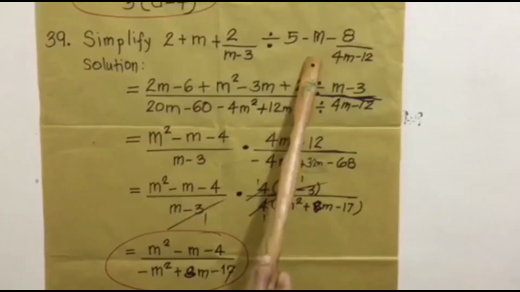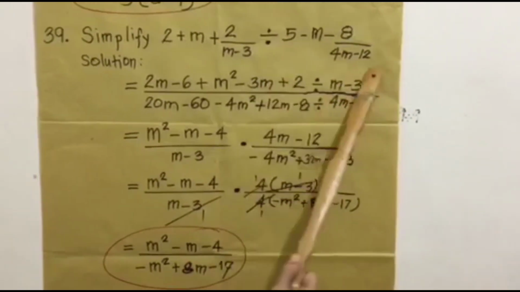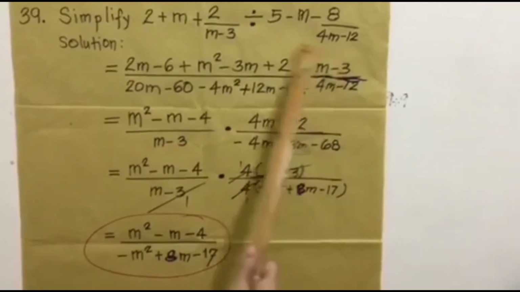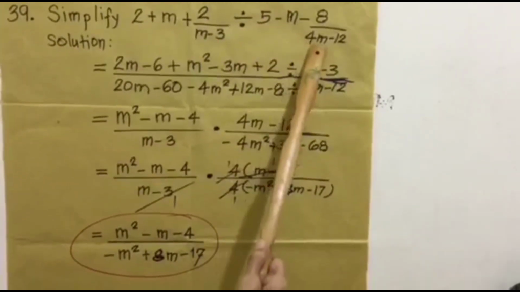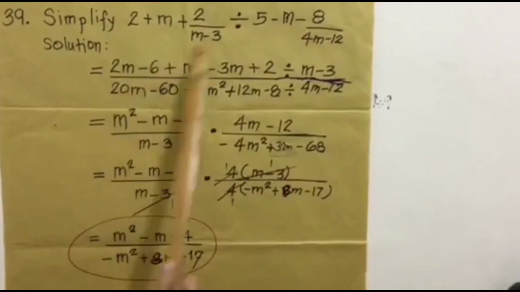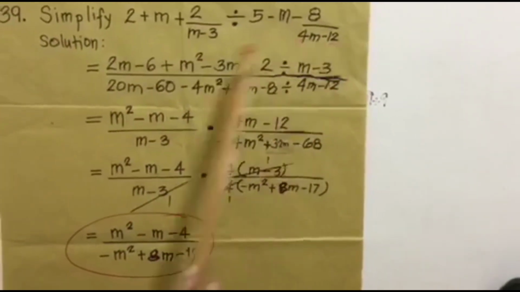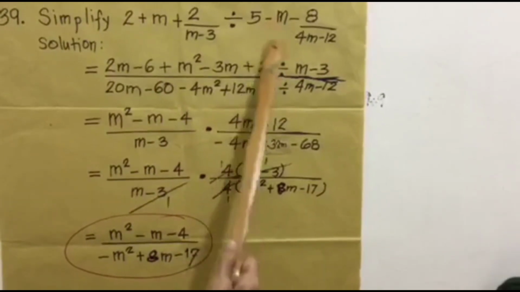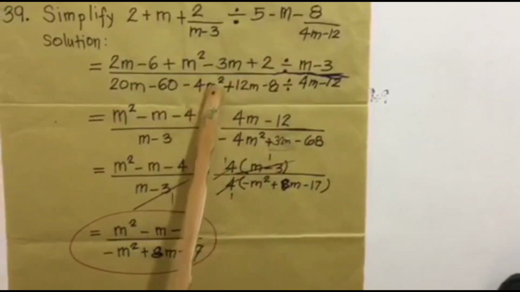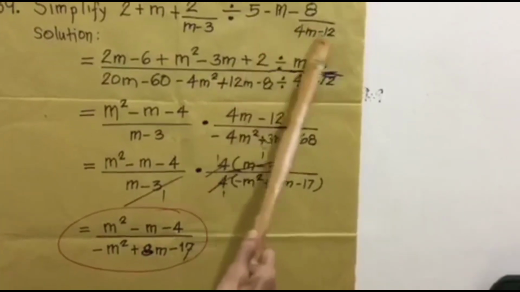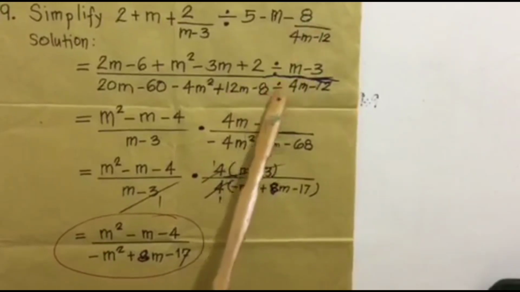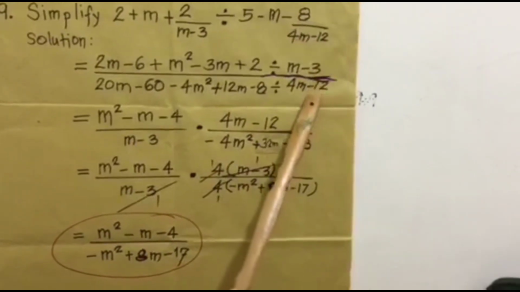Next, this one also we're going to combine into a single rational expression. We have to multiply: 5 times 4m equals 20m. 5 times negative 12 equals negative 60. Negative m times 4m equals negative 4m squared. Negative m times negative 12 equals positive 12m. Then copy negative 8 divided by 4m minus 12.